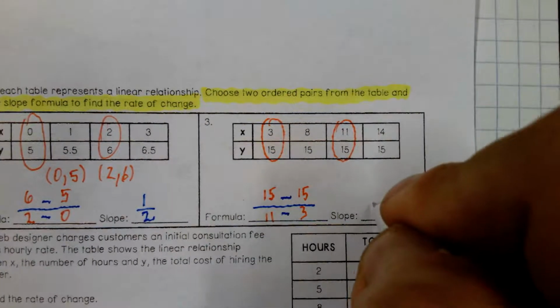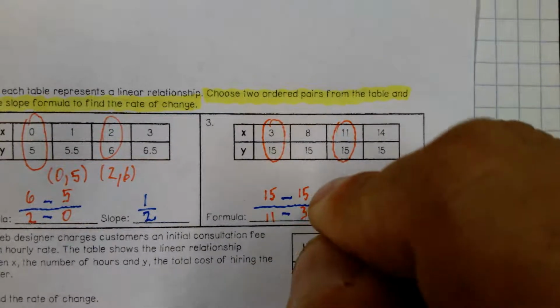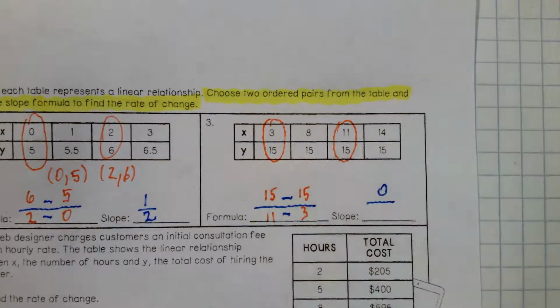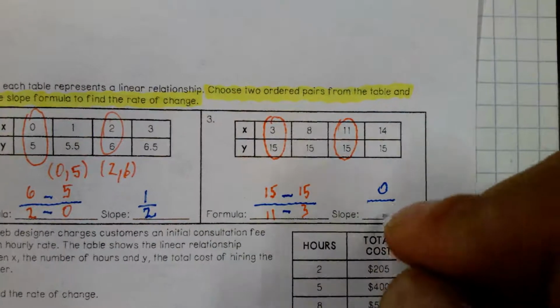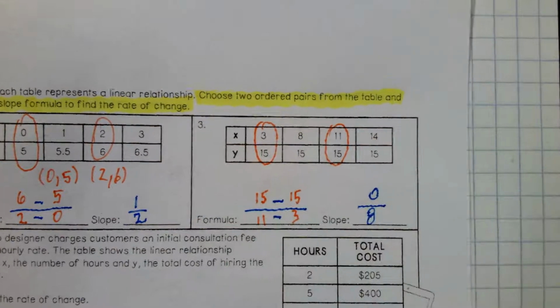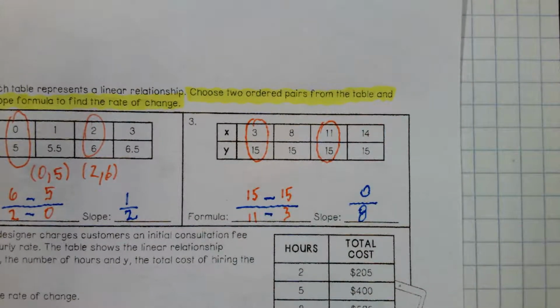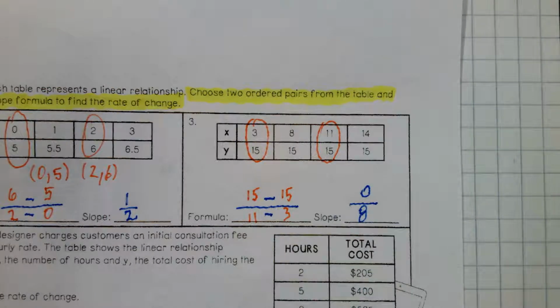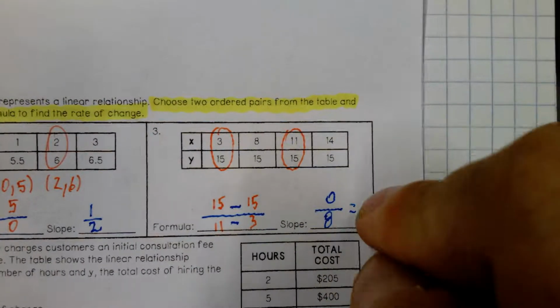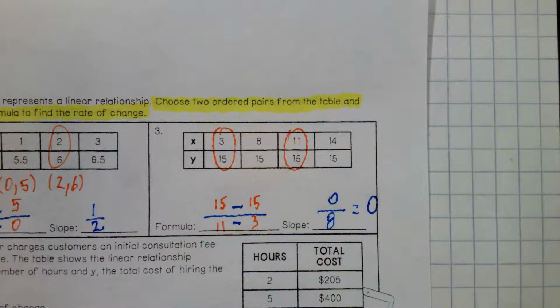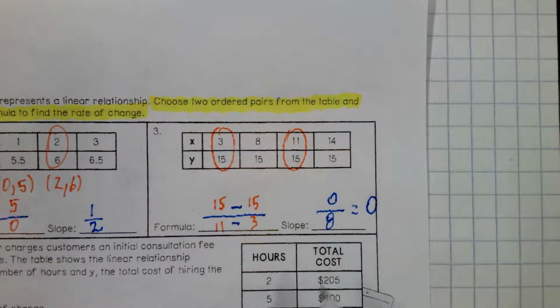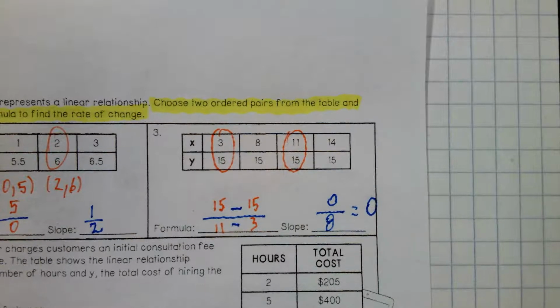And let's do some subtraction. 15 minus 15, 0. 11 minus 3, 8. Which one is it if the zero's in the numerator? Zero or undefined? Zero. So this line has a zero slope. So it's one of those horizontal lines, perfectly horizontal. Yeah, if it would have been on the bottom, remembering from yesterday, that would be undefined.